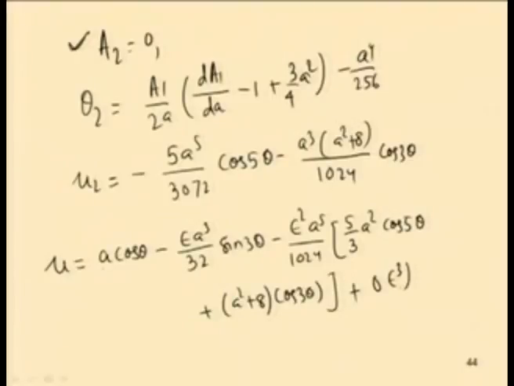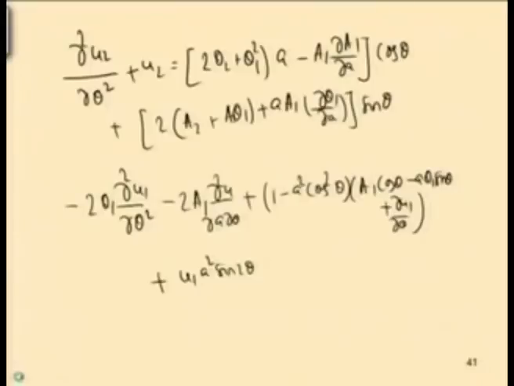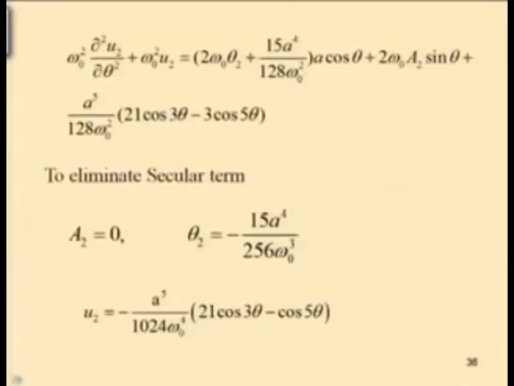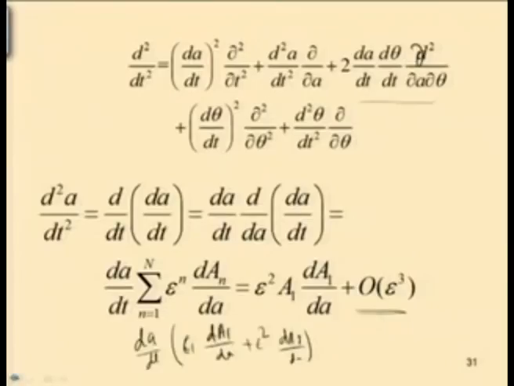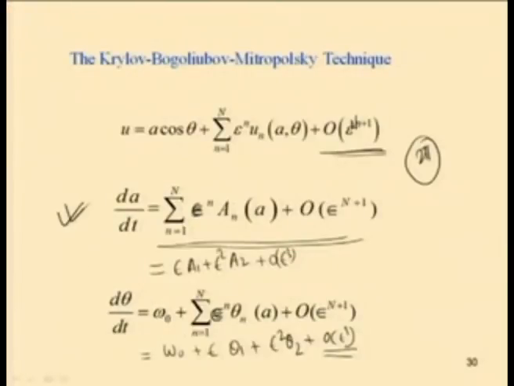Till now we do not know what a and θ are, and we can write a and θ in this form because we know the expression for dA/dt, which we assumed earlier. So dA/dt equals ε a1 plus ε² a2, and we already know the expressions for a1 and a2. Similarly, dθ/dt equals ω0 plus ε θ1 plus ε² θ2.